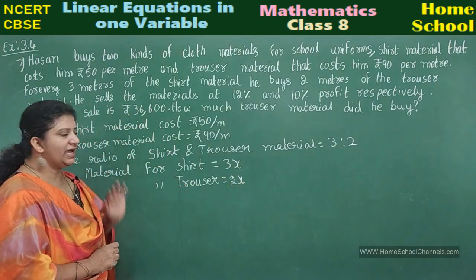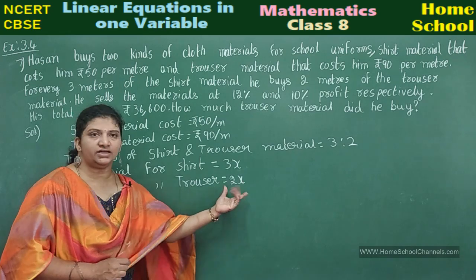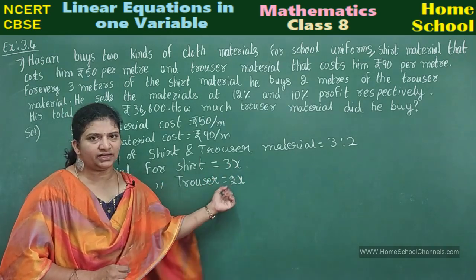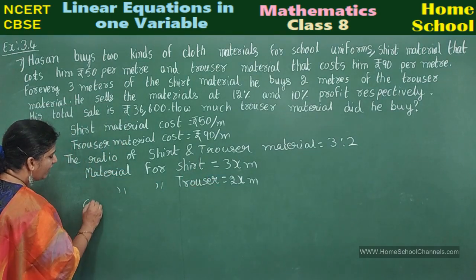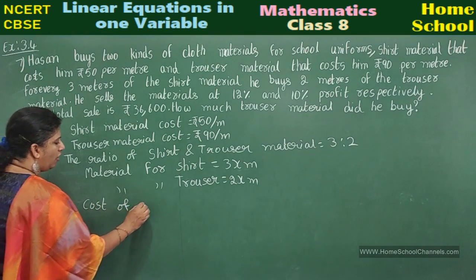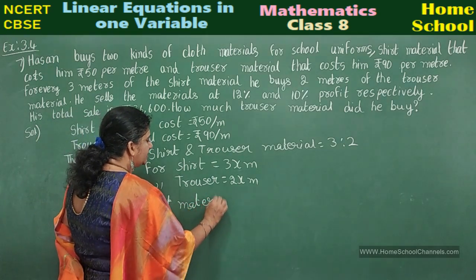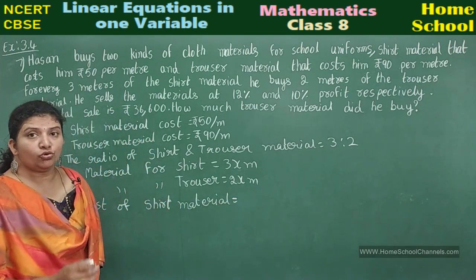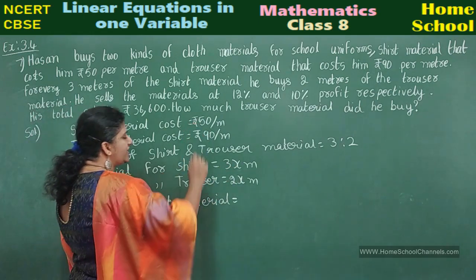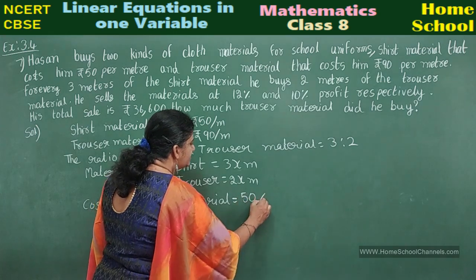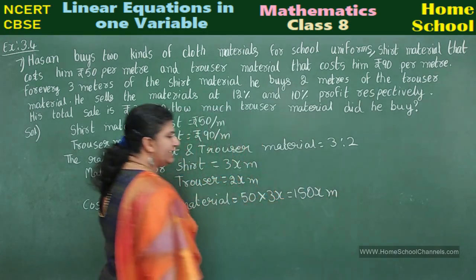So, what we have seen here, see material for shirt, how much needed? 3x. And trouser 2x meters. You can write this with 3x meters and 2x meters. Now, we need to find the cost. Cost of shirt material is equal to. So total cost, children, here. Shirt material, how much he need? 3x. And cost of each meter is 50. So multiply this. 50 into 3x is equal to 150x.